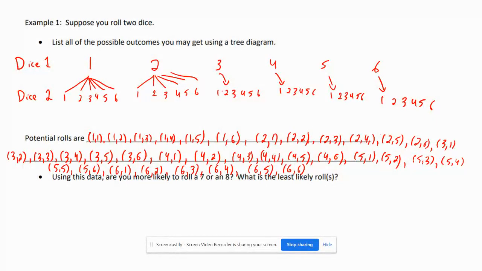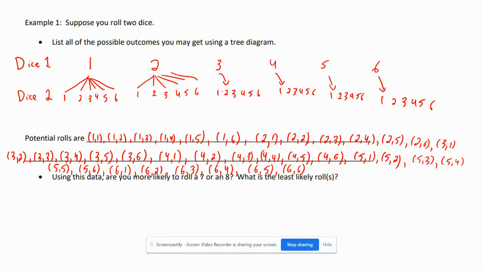What's the probability that this team's going to win? What's the probability that this team's going to win? Really, why do we do that? It comes down to gambling. In Vegas, in gambling, and probability in card games and dice games, it's how these games are really chosen. So the question says, using this data, are you more likely to roll a 7 or an 8? And it also asks what the least likely rolls are.